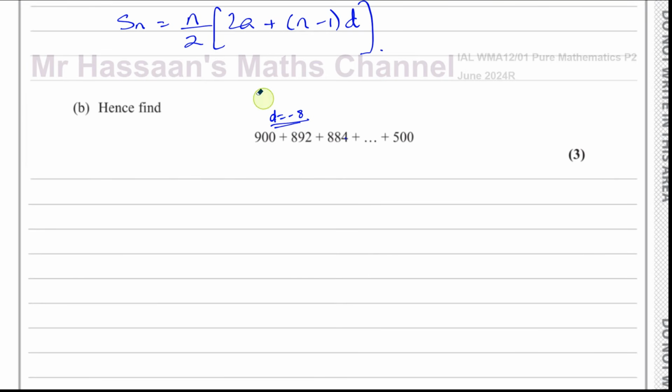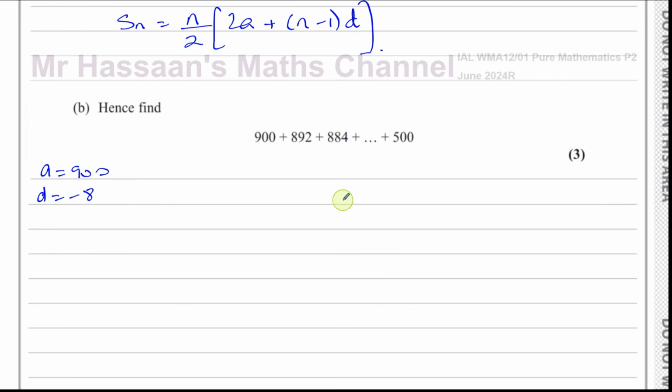Why? Because every time you're going down by 8, as you can see from one term to the next, take away 8. Then take away 8 and so on. So we know it's definitely an arithmetic series. So here the first term is 900 and the common difference is -8. Okay. Now there's different ways we can work this out. Okay, first of all, we need to find the value of n.